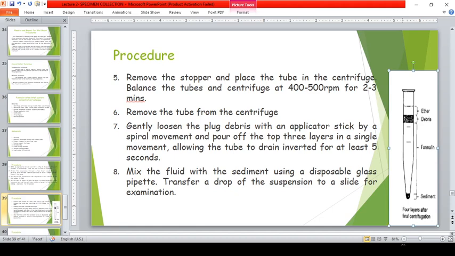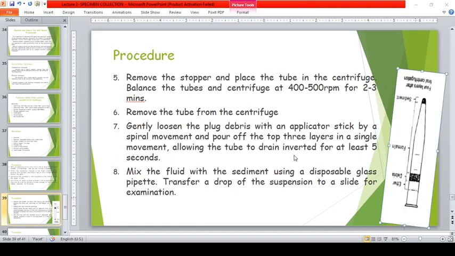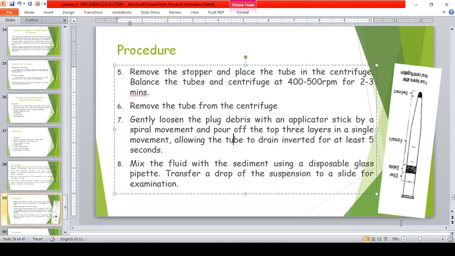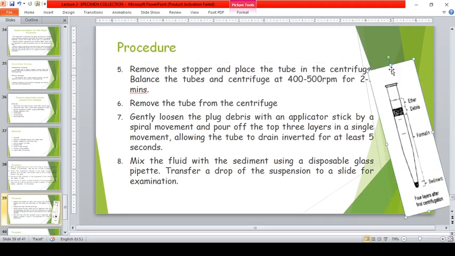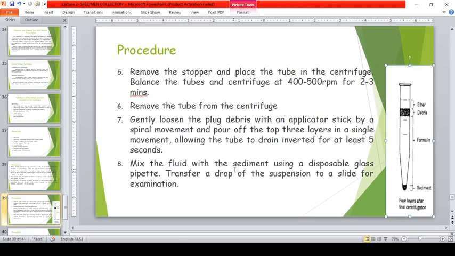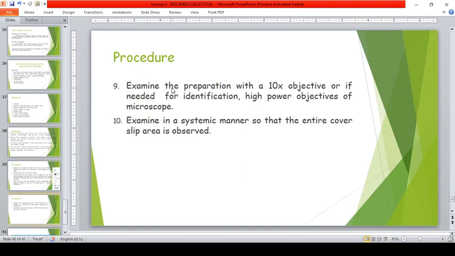So, gaano katagal? For 5 seconds. Ibalik natin. Baka matapon yung sediment. Okay. And then, you will get the sediment for examination. So, mix the fluid with the sediment using a disposable glass pipette. Transfer a drop to suspension in a slide for the examination. Okay? So, that is for the FECT.